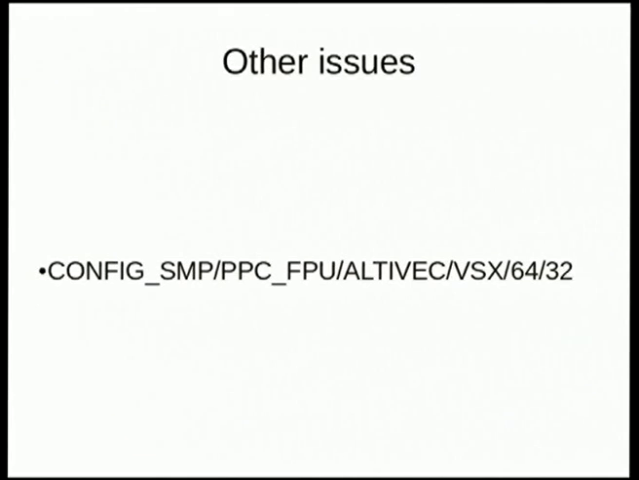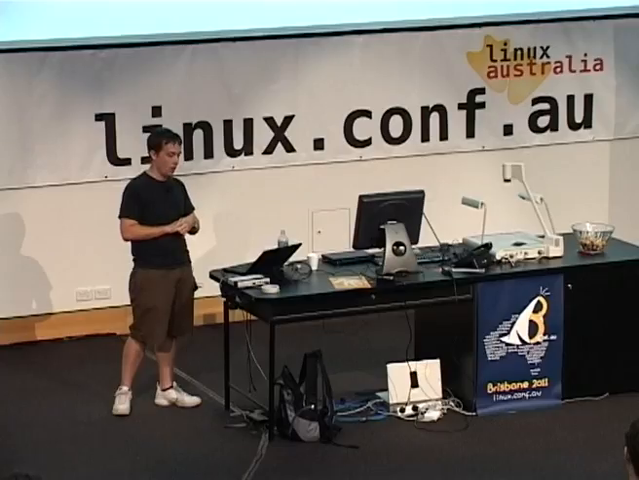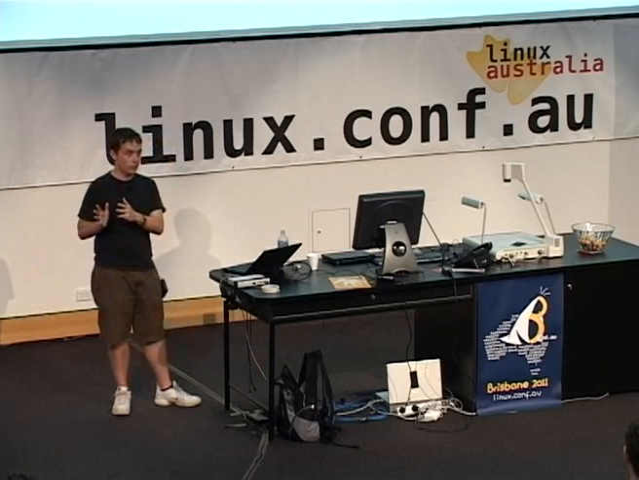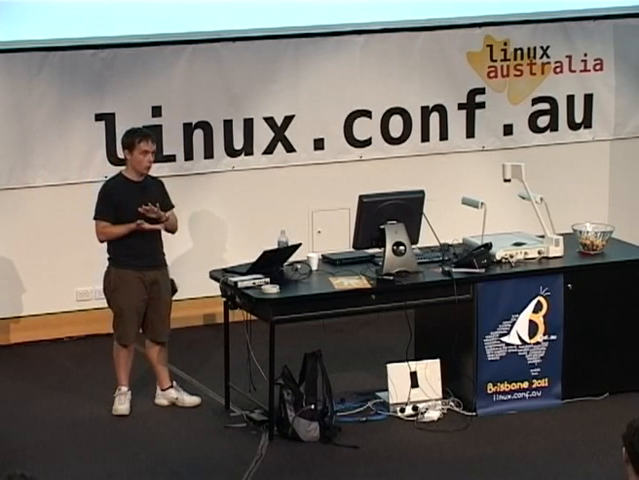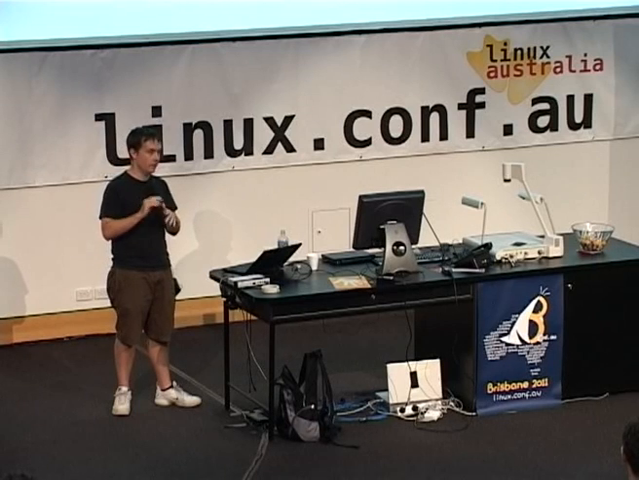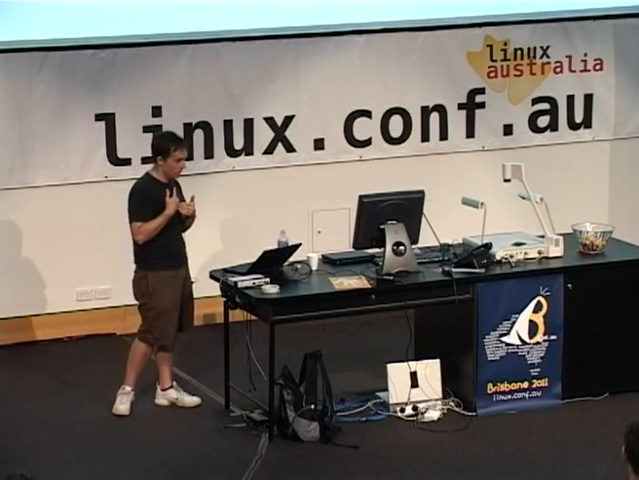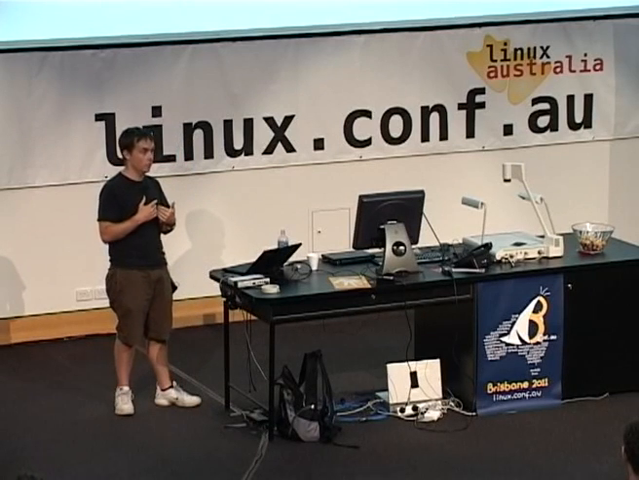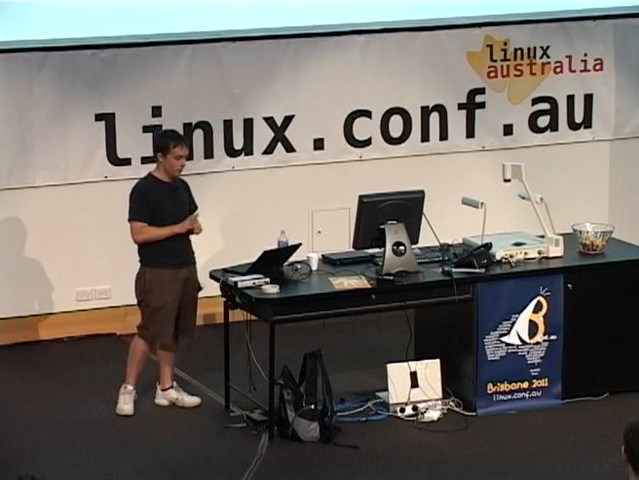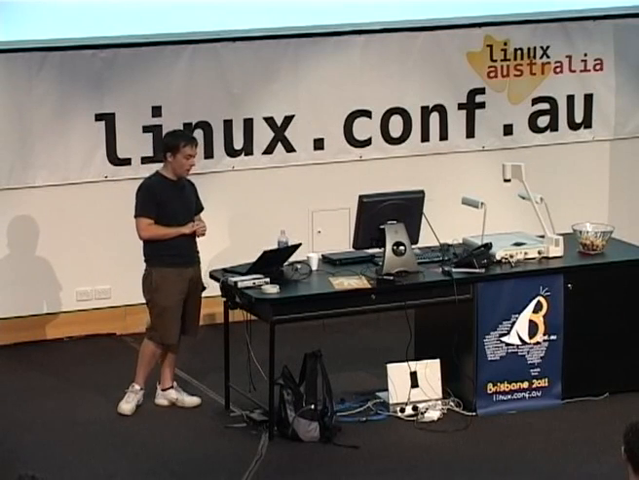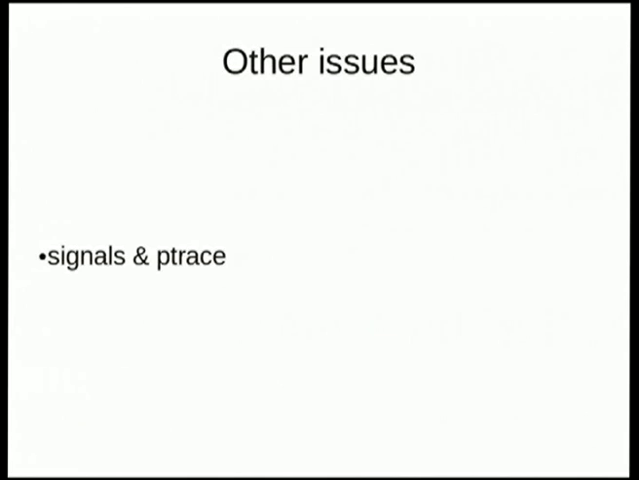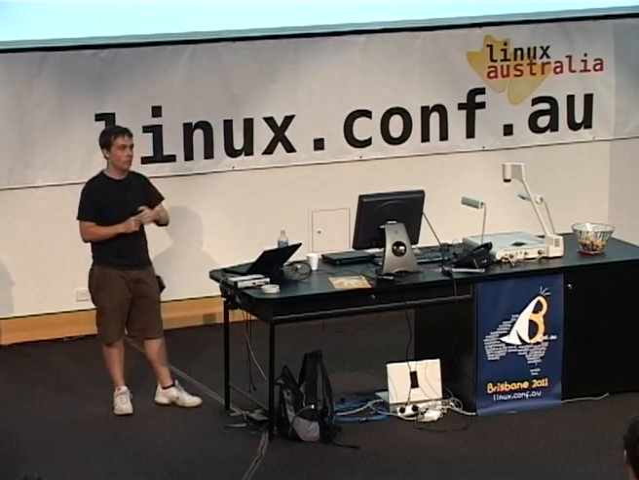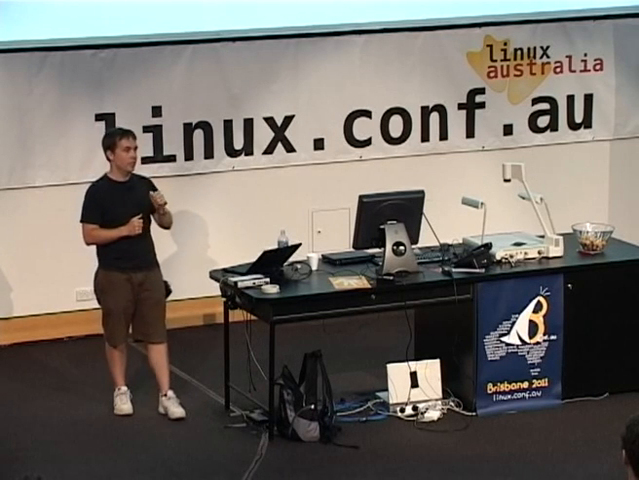Different config options. This was a fairly minor issue. There's about 6 or 7 patches in this series, but making sure that they all compiled, especially in 32-bit land where they actually care about having these different options off, SMP, FPU, Altivec, VSX, making sure that the entire patch series was bisectable with all these different config options was, again, non-trivial. Signals and ptrace, because we've now got these additional places where our state can be, if someone's ptracing you and wants to know your FPU state, you need to make sure that that's dumped out to memory.